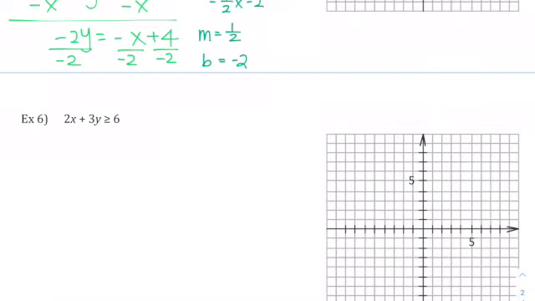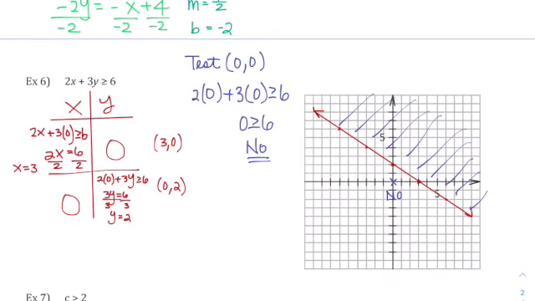Let's take a look at example number 6. 2x plus 3y greater than or equal to 6. Now pause the video and check your answer. Answer for example 6. I just did it with the x-intercept and y-intercept way, which is right here. Then I chose 0, 0 to test, which is right here. And when I test it, it says no. So therefore, I shade the yes side. The point I picked is no, so the other side has to be yes.